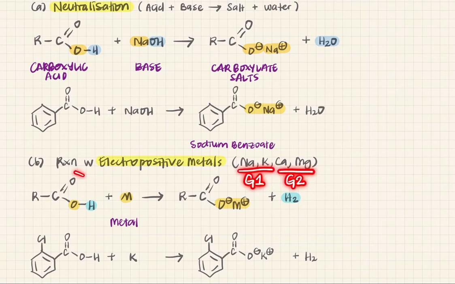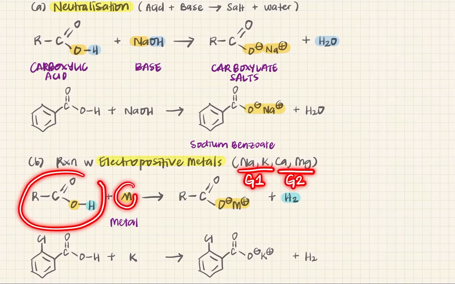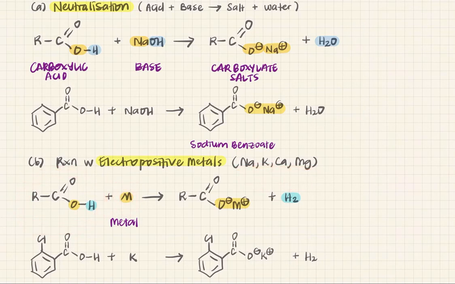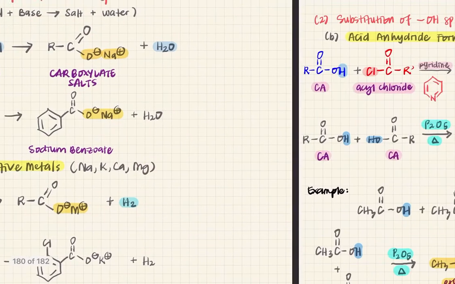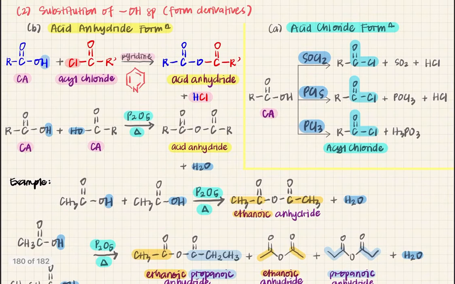So let's say you have carboxylic acid reacting with metal M, okay, where this is your group 1 metal. So it will form M plus, and when you release your hydrogen, you will get O minus. So ni awak tunjuk je, okay, how it forms the ionic bond, O minus M plus, and have hydrogen gas as your byproduct. Alright, so ingat je lah carboxylic acid boleh react dengan electropositive metals.